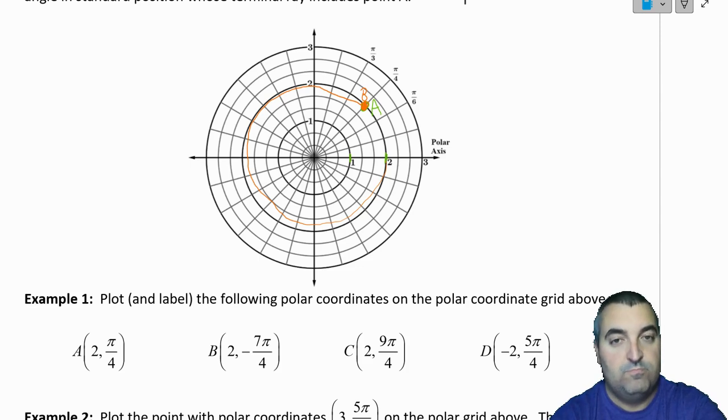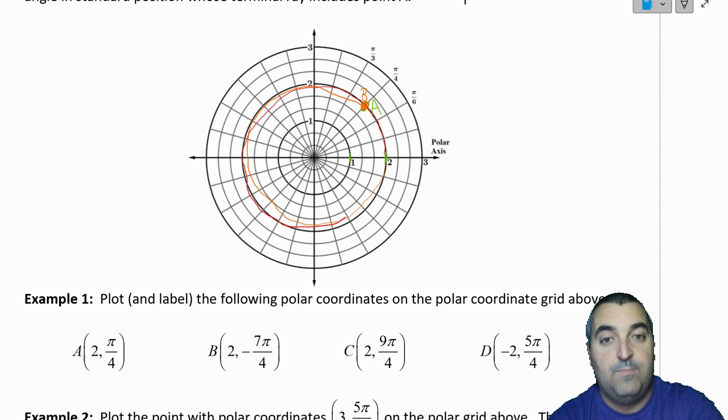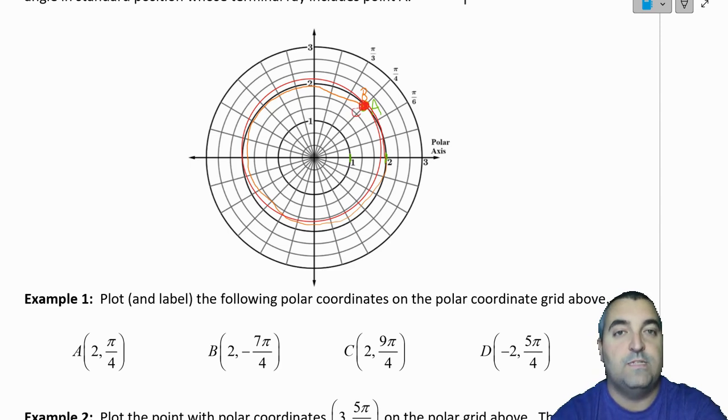Then we go to C. 2, same circle, but now we're going 9 pi fourths. We're back in the positive direction, staying on this circle, going all the way around. 9 pi over 4 is over 2 pi, and you go a little bit more. And there we go, C would be in that spot as well. So there we have a full rotation, but we still end on the same spot.